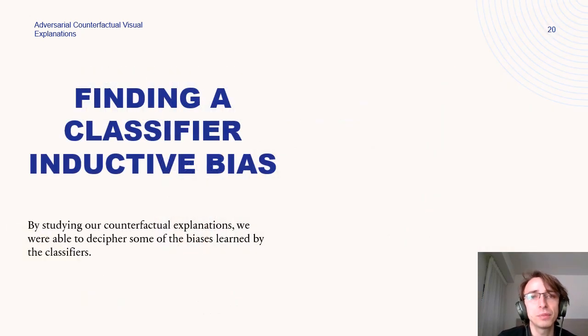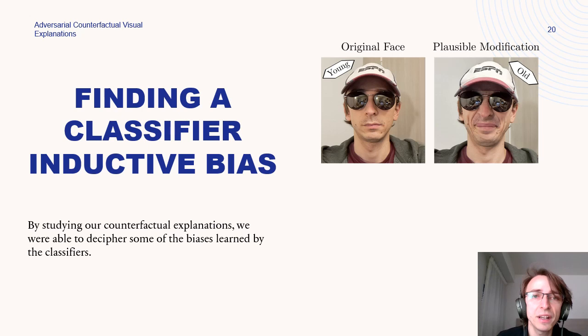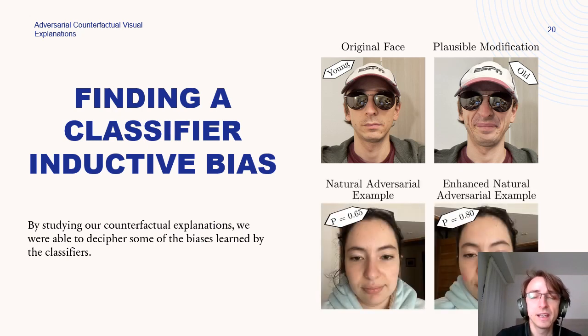By studying our counterfactual explanations, we were able to find the inductive biases learned by the classifier. For instance, for a young versus old classifier, wrinkles flip the classifier decision. So by performing these changes in real life, we were able to flip the prediction. Similarly, persons with naturally high cheekbones are susceptible to be classified as smiling. And we can further enhance this natural adversarial example by adding some red makeup on the cheeks.